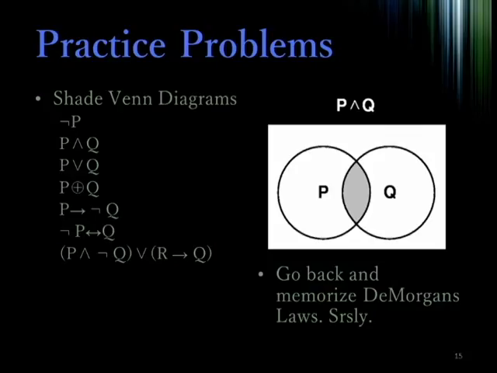Here we can see an image representing P and Q as a Venn diagram, with the shaded section representing P and Q. Please draw Venn diagrams for each of the equations on the left side of the screen. Finally, I recommend that you go make yourself comfortable with De Morgan's Laws.